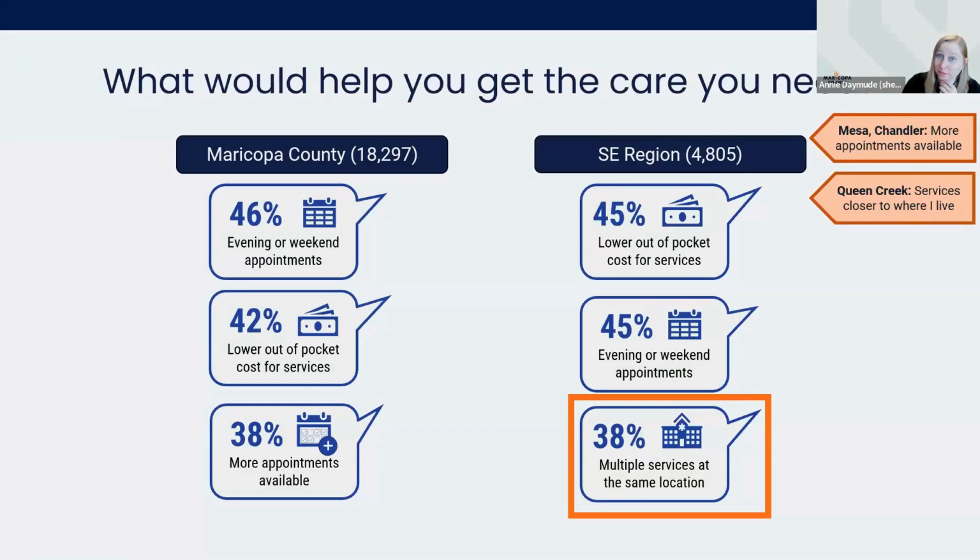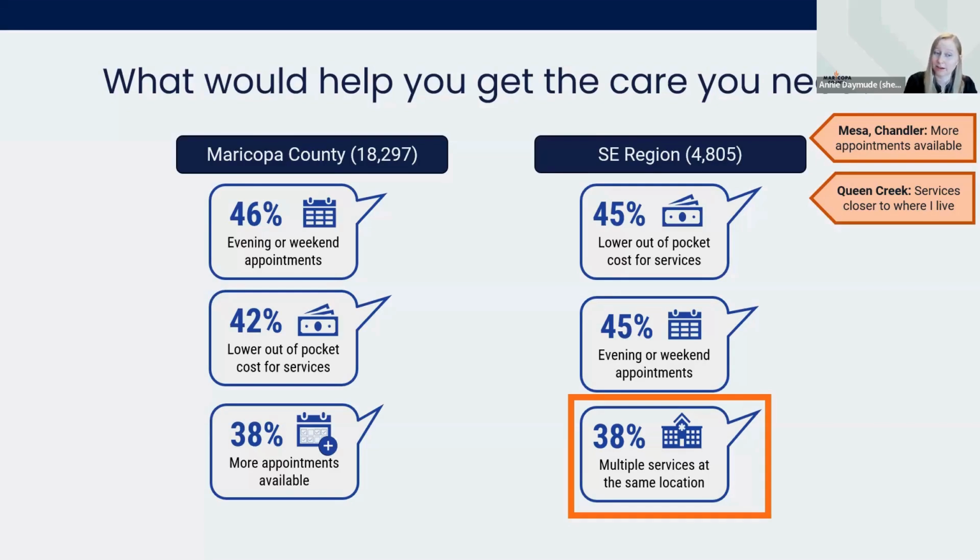So this is our last data point before we wrap up today. We're going to get into a couple quotes and stories, but we find this to be a very helpful question. So what would help you get the care you need? And we asked this question of everybody. Even if somebody responded to the survey and said they always get care when needed, we know that there's oftentimes aspects that can make getting care easier. So in the county and in the Southeast region, evening or weekend appointments and lower out-of-pocket costs for services were the top two things that could help get better access to care.